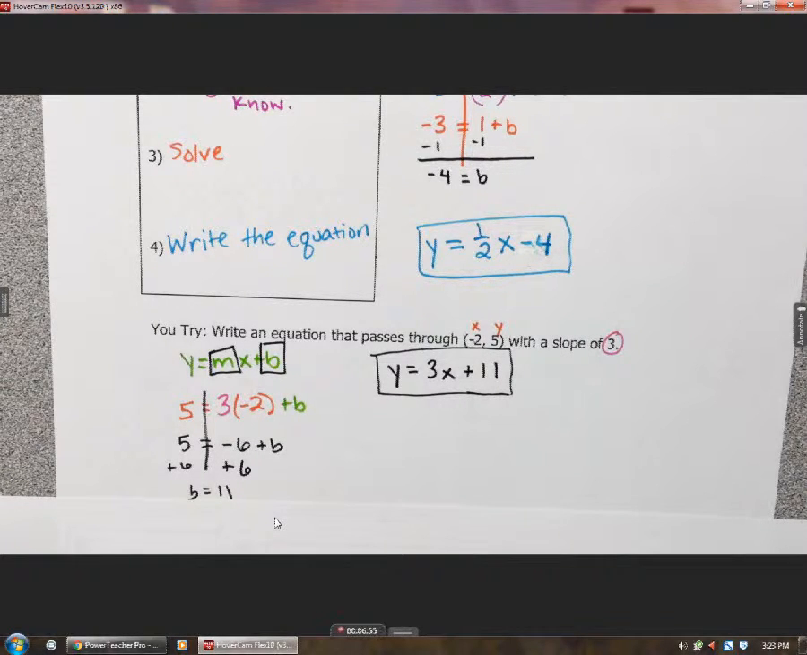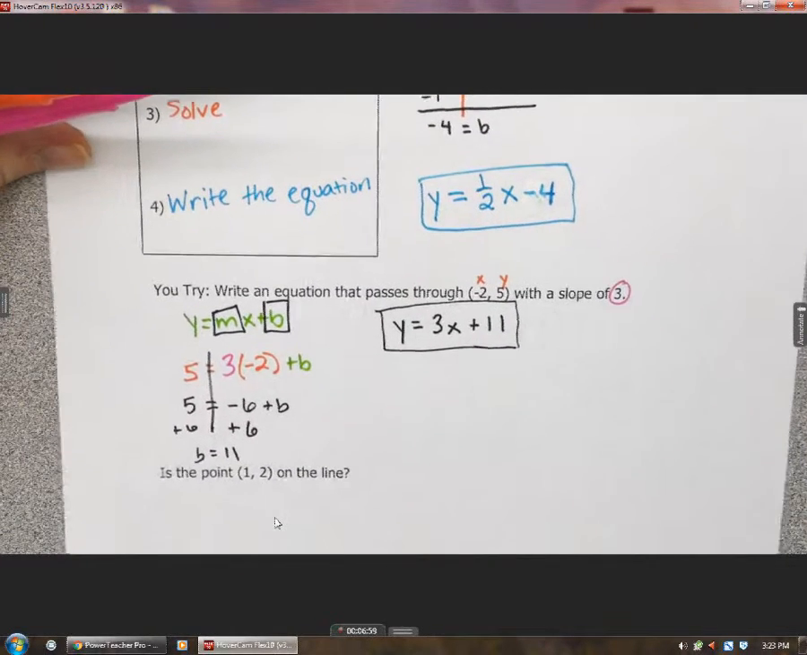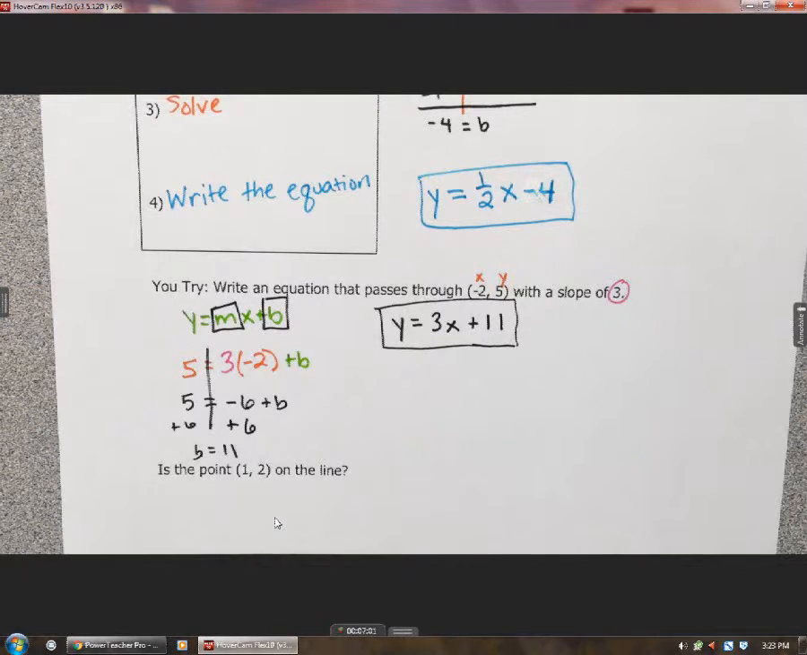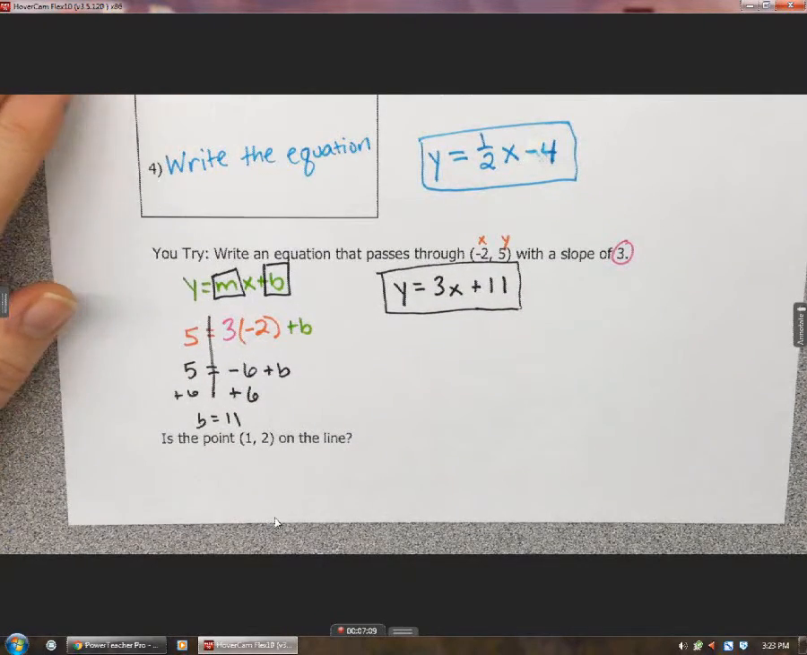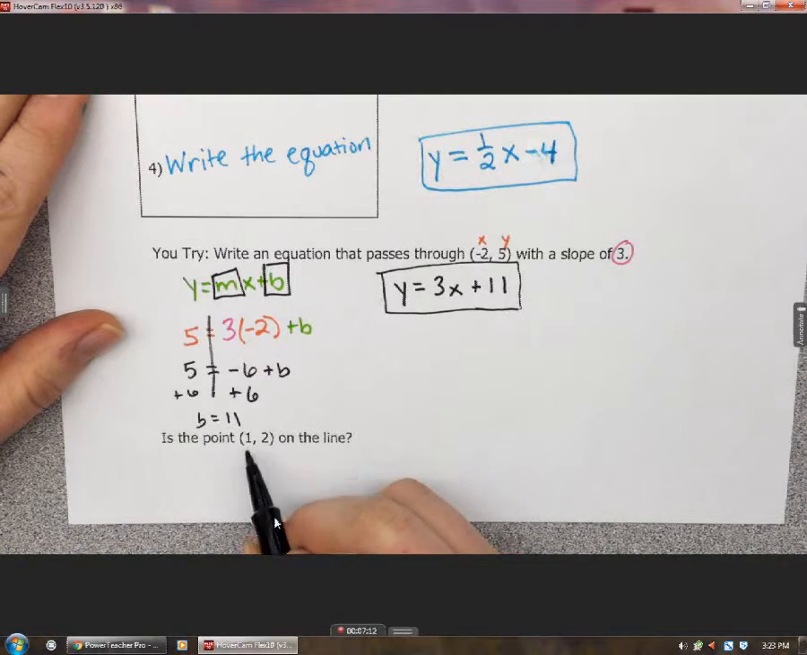Sometimes, like on your test that we'll have, I guess, next week, it'll ask you this question. Is the point (1, 2) on the line? Well, lots of ways you could solve this. If it were me, I would plug in the 1 for x.